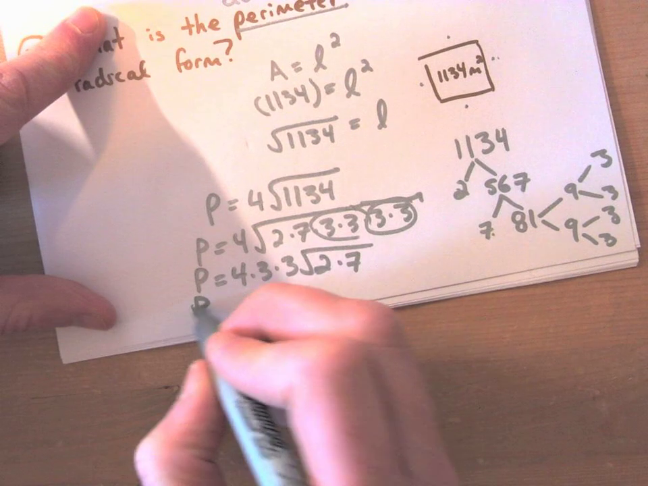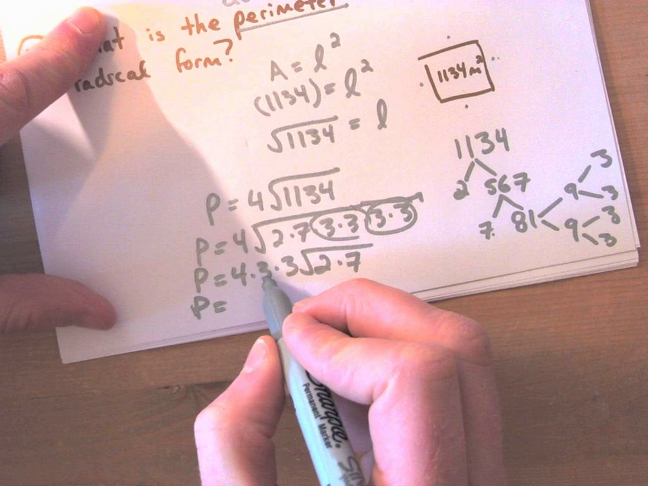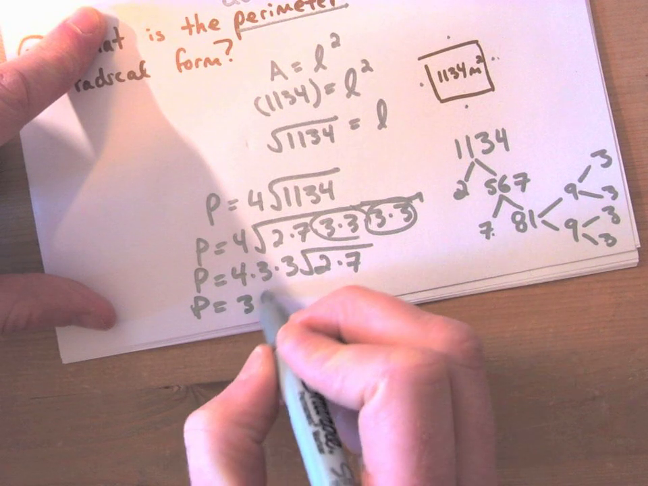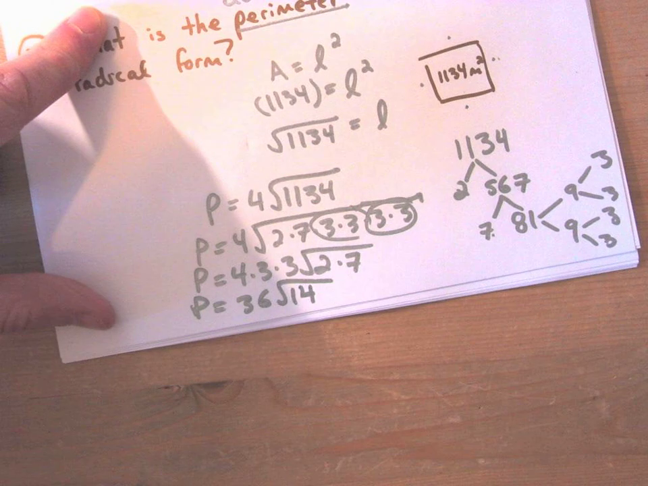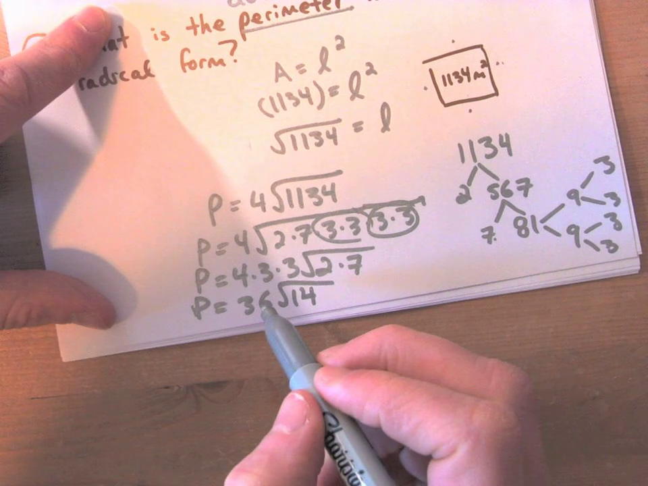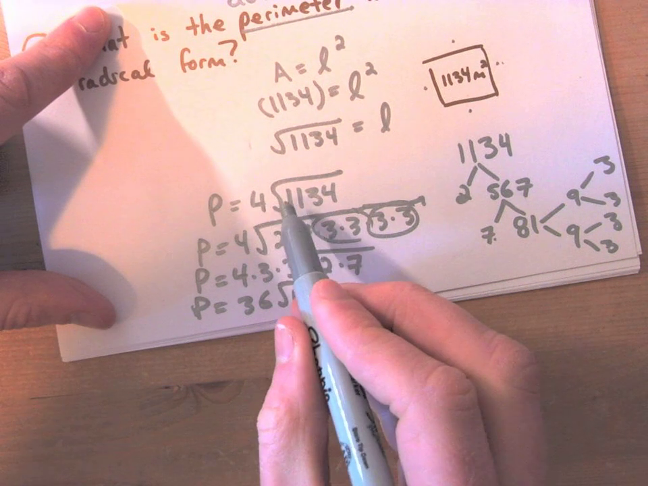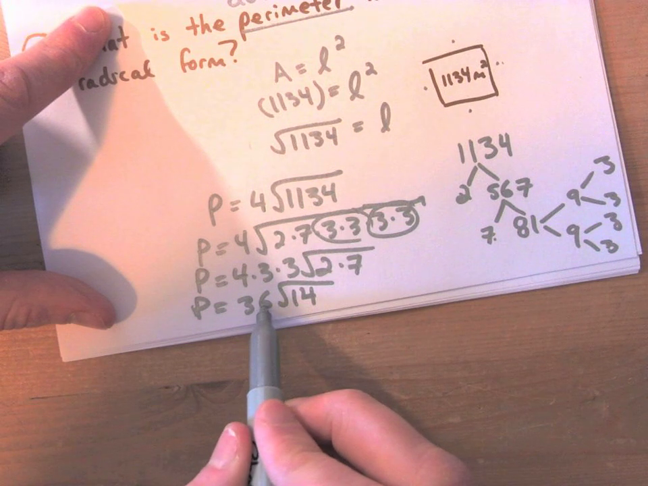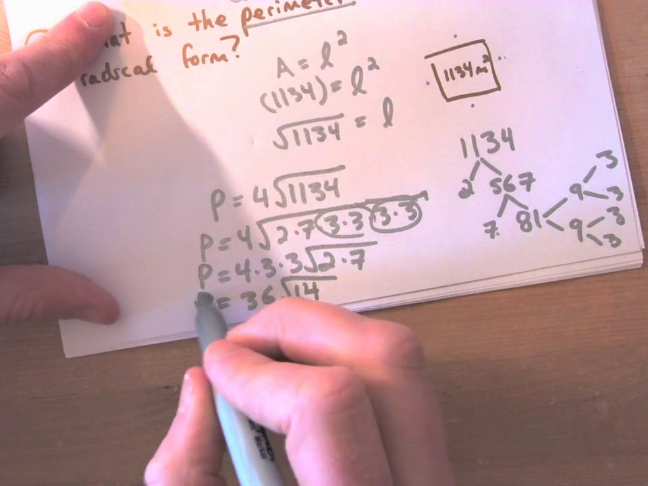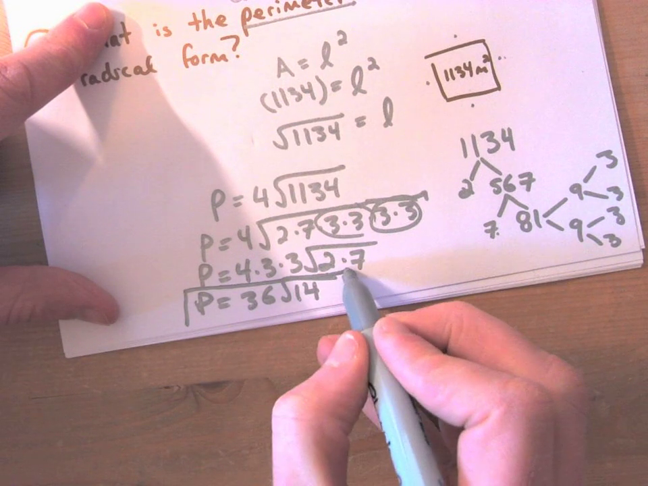Alright, so now let's just simplify it. 4 times 3 is 12. Times 3 is 36. 2 times 7 is 14. So our simplest form, which is the exact same as 4 times root 1,134, is 36 times root 14. That's more simple because the radical is smaller.